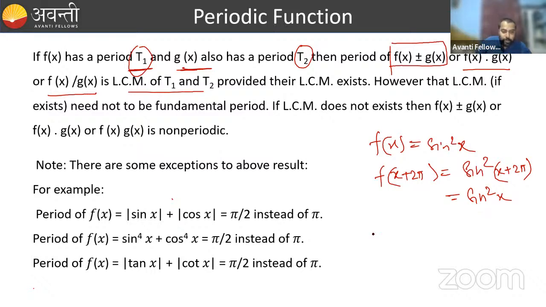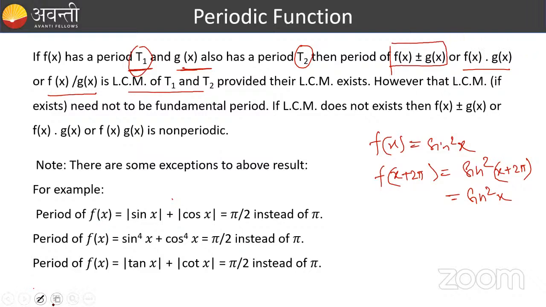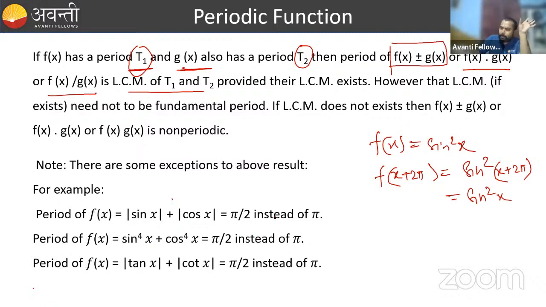Okay, then tell me, can pi by 2 be the period? I am giving hints. Is pi by 2 the period of sine square x? Yes, is anyone getting the answer? No, pi by 2 cannot be the period. If we put sine of x plus pi by 2, which is giving you cos of x, and again if you square it, you will get cos square x. So no, pi by 2 is not.